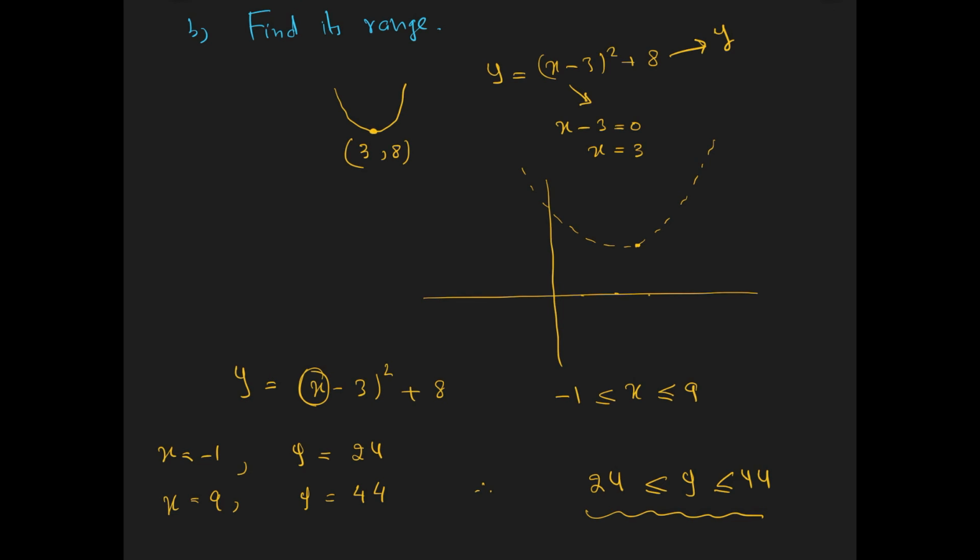You can also display these points on your curve. So x is minus 1 and y is 24, so this is the point minus 1 and 24. And when x is 9, y is 44. So this is the point 9 and 44.